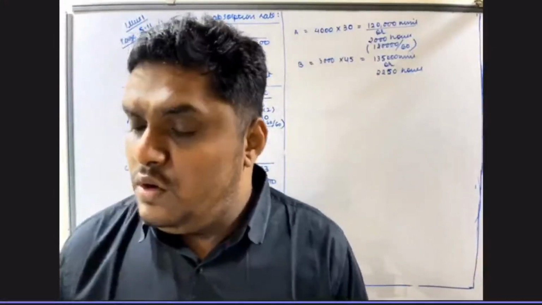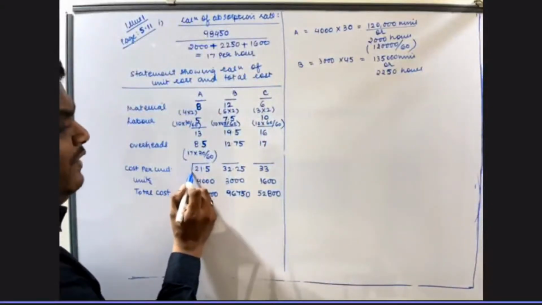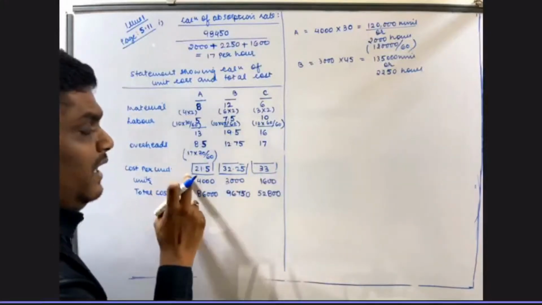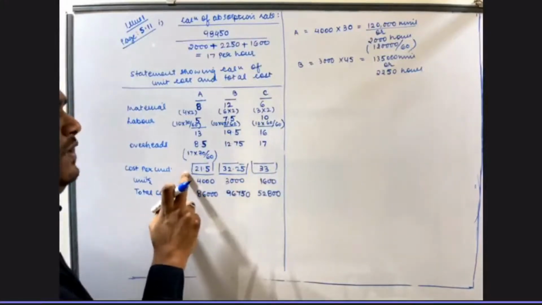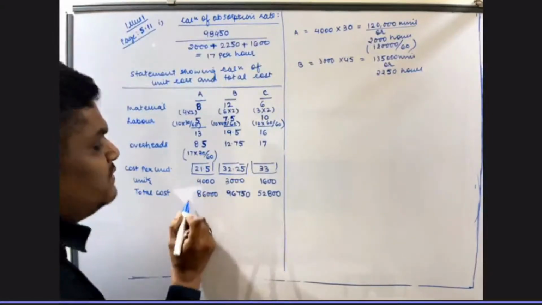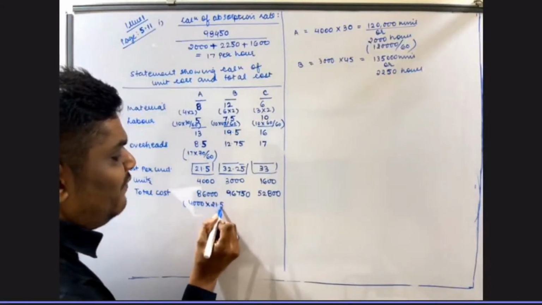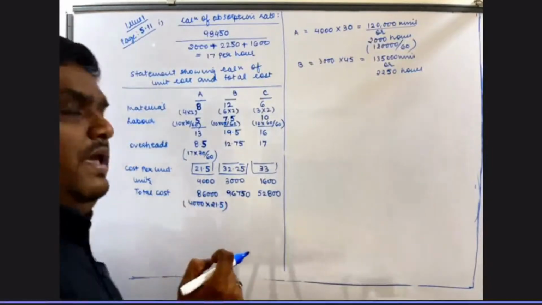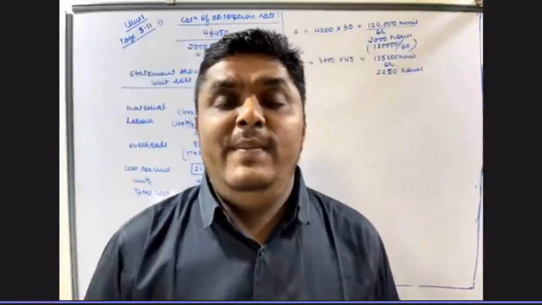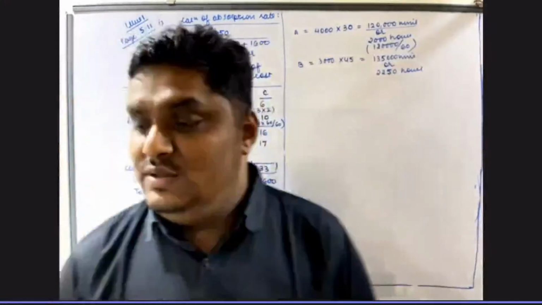Krishna sir, how did the total cost amount come? So the cost per unit is 21.5. The cost of manufacturing one unit is 21.5. And how many units we manufactured? 4,000. So 4,000 into 21.5. So if we are manufacturing 4,000 units, the cost will be 86,000.